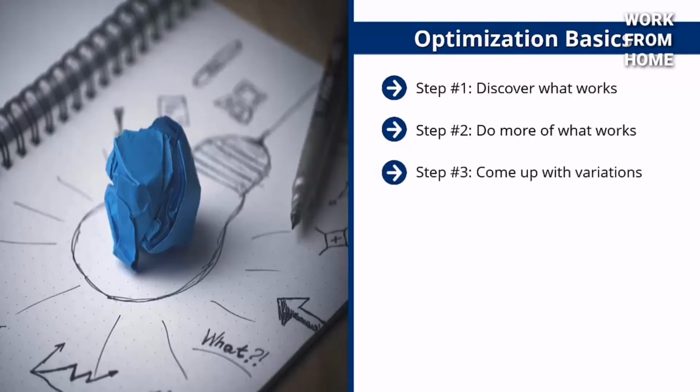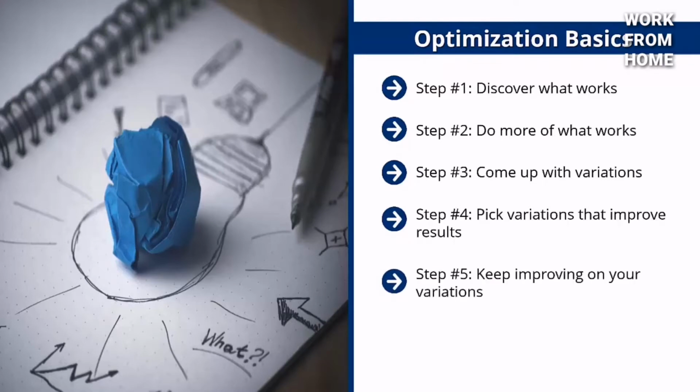Step number 3, come up with variations. Come up with different content or different ways of getting traffic from your tried and proven sources. Mix it up. Come up with variations of your traffic generation techniques. Track the results with each variation. Step number 4, pick variations that improve results. After giving yourself enough time, it should be clear which variations work, assuming there are any. Pick the top 3 variations and forget about the rest.